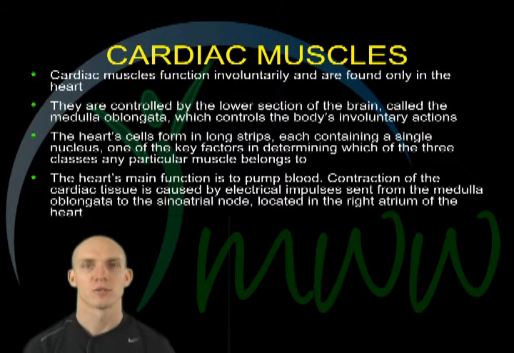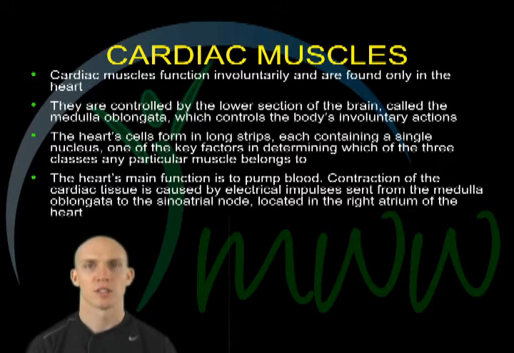Cardiac or heart muscles function involuntarily. They are controlled by the lower portion of the brain known as the medulla oblongata, which controls all involuntary actions throughout the body. The heart cells are shaped like long strips, each containing a single nucleus. The muscle cell's shape is a key factor in determining which of the three classes any particular muscle belongs to.